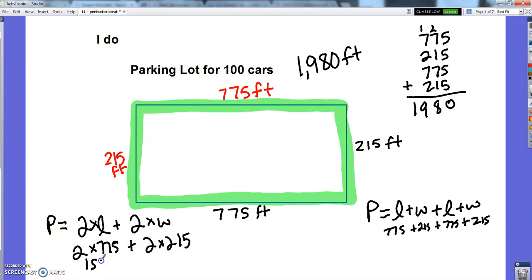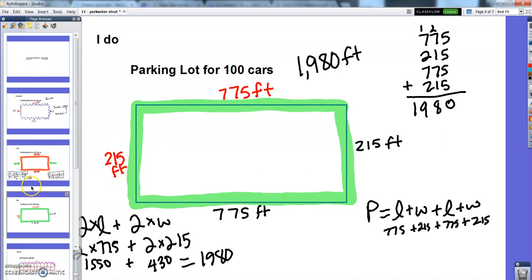This would be 1550 plus 430, which is also going to be 1980. I did that all with number talk kind of strategies in my head, but you may not want to. So 2 times length plus 2 times width, or length plus width plus length plus width.